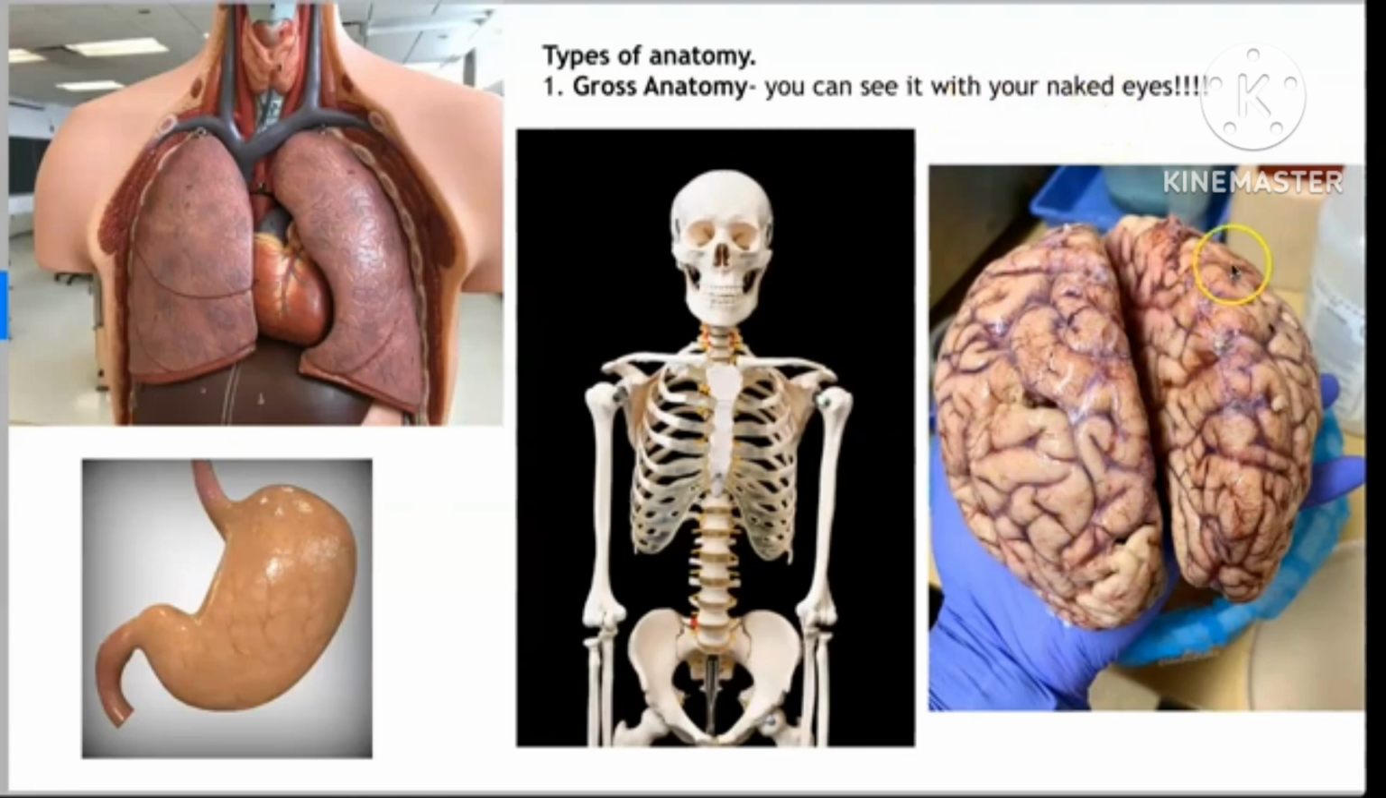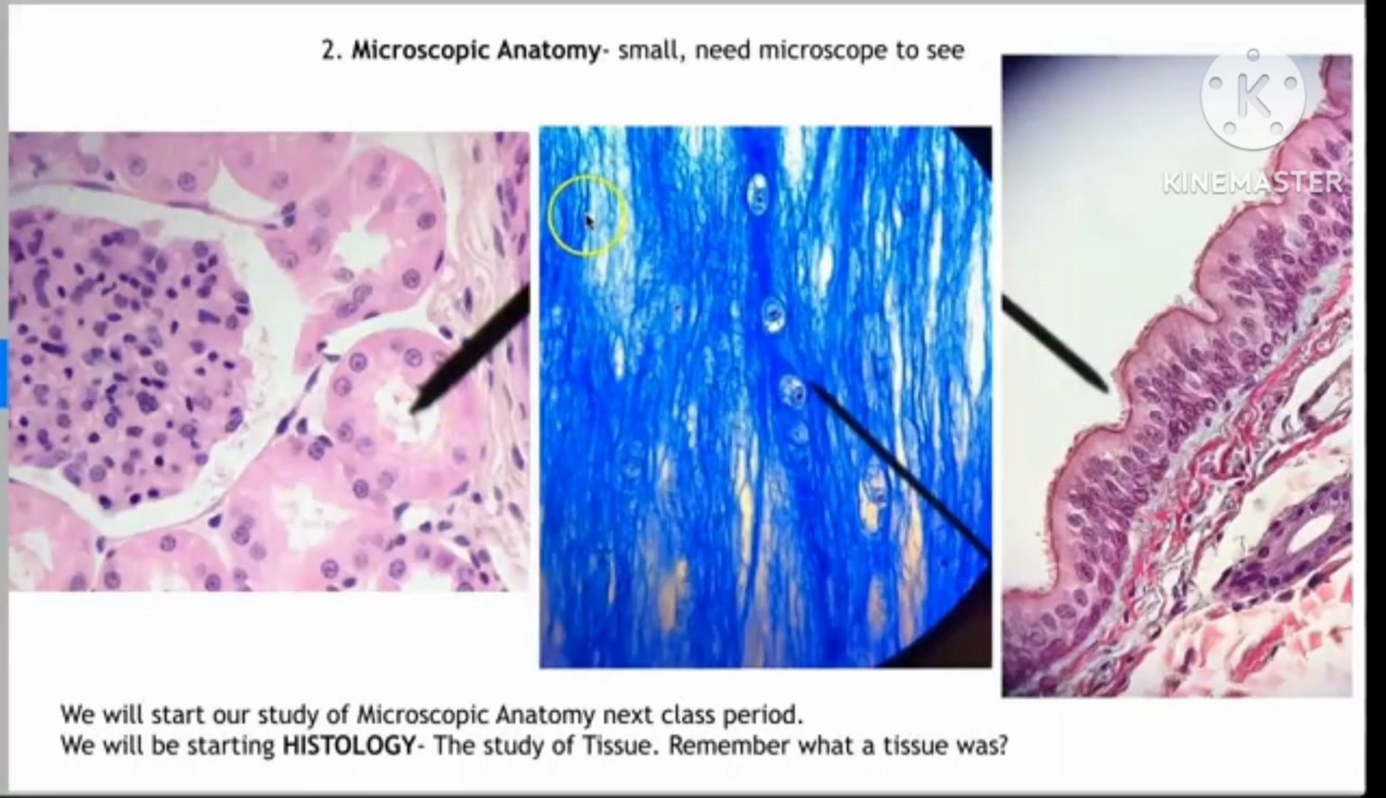Here we have the brain. You can see the brain. Here we have the skeleton and all the bones. You can see them. Here we have our lungs, our heart, some blood vessels. You can see this. The stomach. This is gross anatomy versus microscopic anatomy.